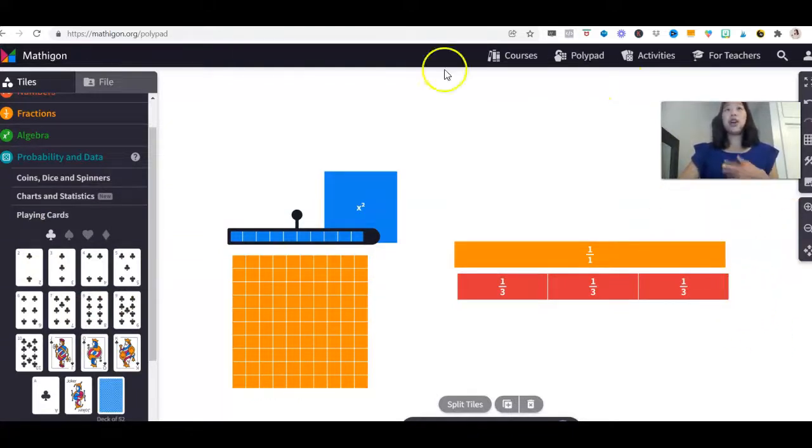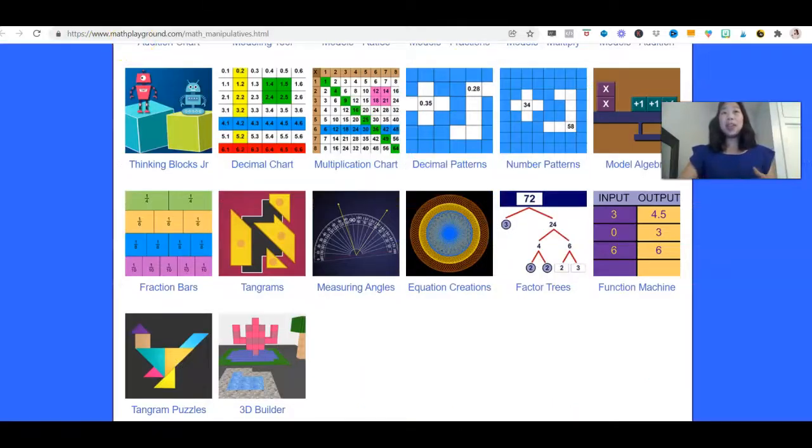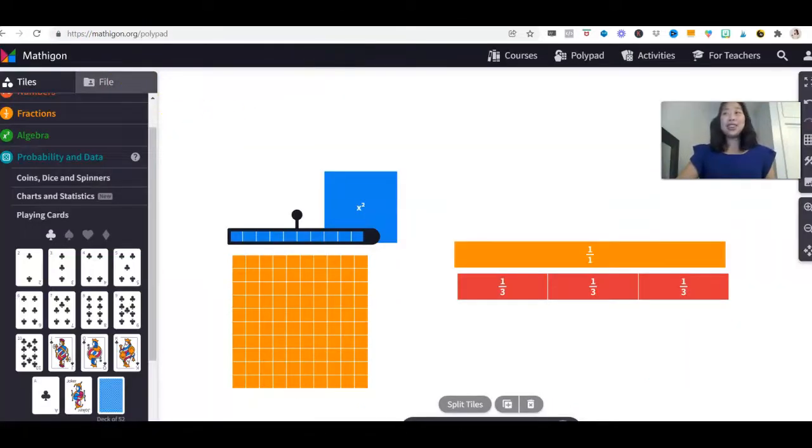And I encourage you to try all of these. Again, we have Toy Theater, Math Playground, and Mathigon Polypad. I again have no relation to any of these sites. I just personally love them and use them in my own class to really make math visual. And I encourage you to check it all out. If you need the links, they are right below in the description box. Pick one, go for it, play around with it. You will love it, and it's really going to make math come to life visually for your students.